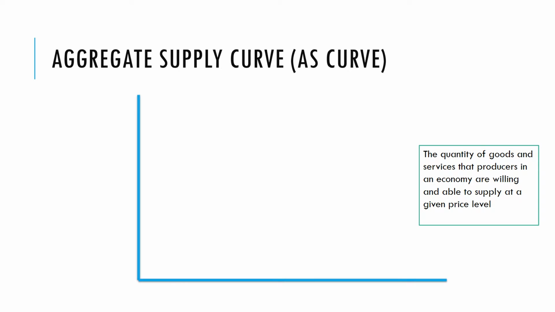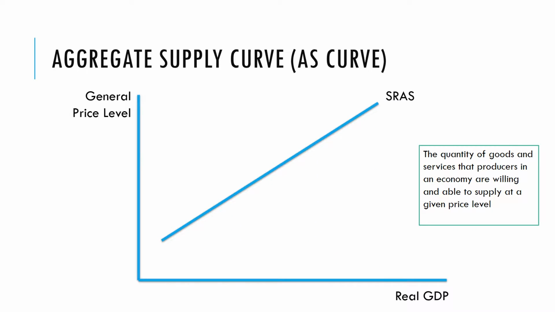We've also looked at aggregate supply. Again, the same axes, general price level and real GDP. And the aggregate supply curve shows us the quantity of goods and services that producers in an economy are willing and able to supply at a given price level.